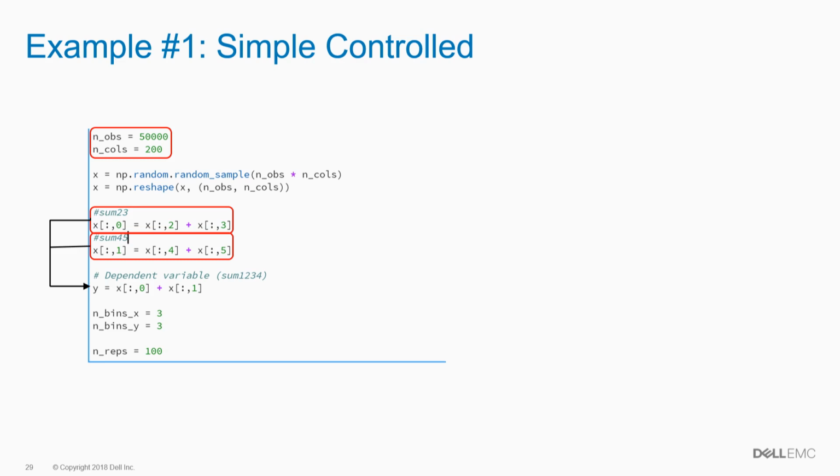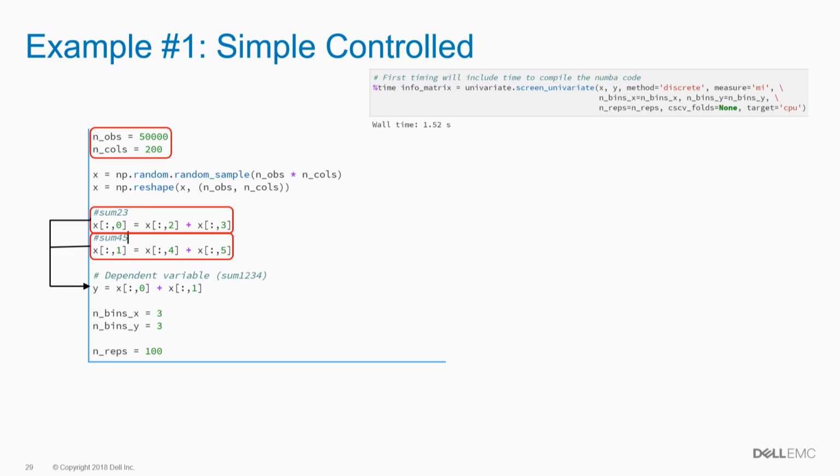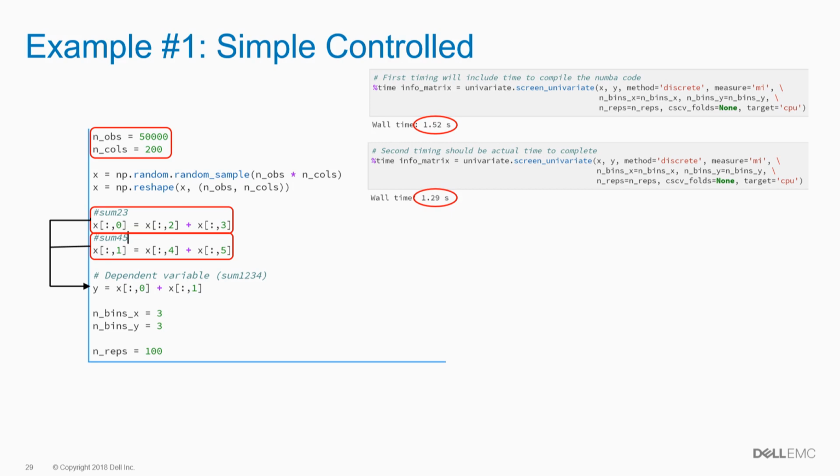So when I run that, just to give you an idea about how fast this goes, the screen univariate function takes 1.52 seconds, but that is my first pass, and since this is being compiled on the fly, when I run it again, my real time is 1.29 seconds. So it takes several tenths of a second to do the compilation the very first time you go through it, but afterwards it's ready to go for your problem.